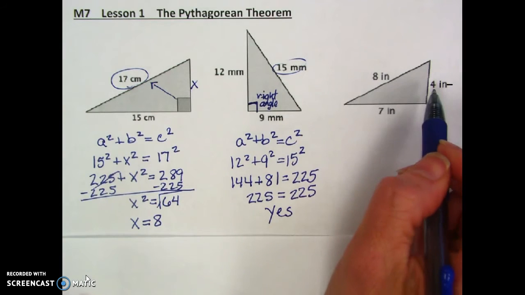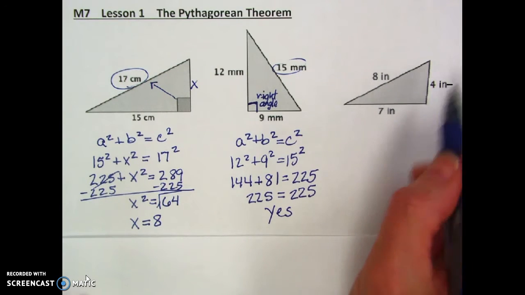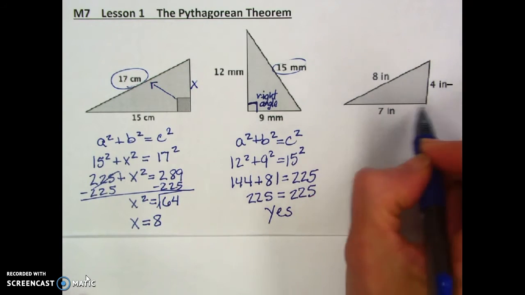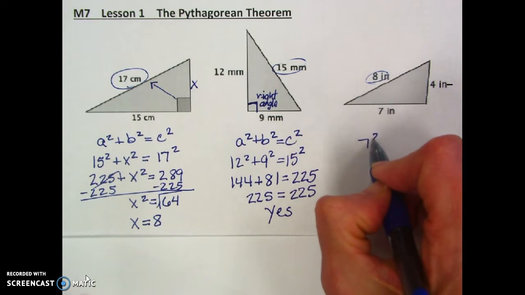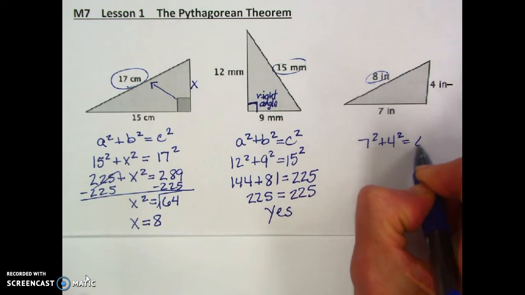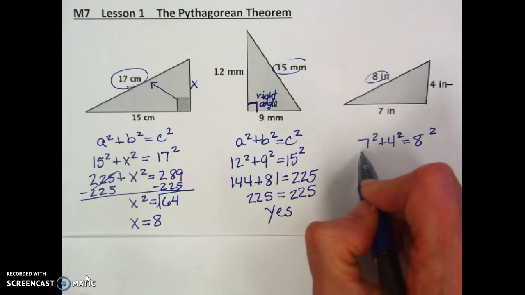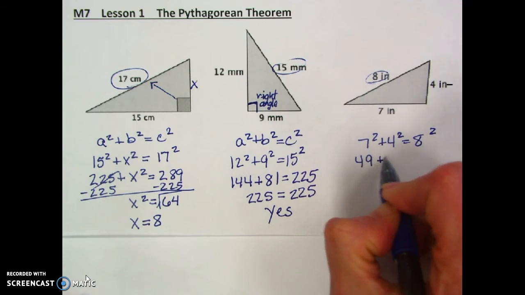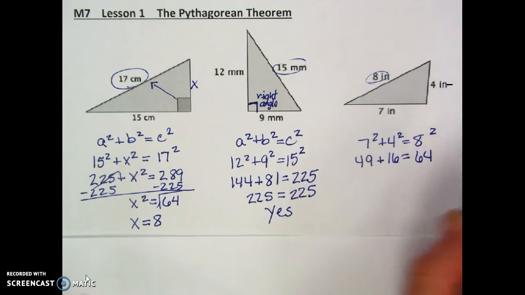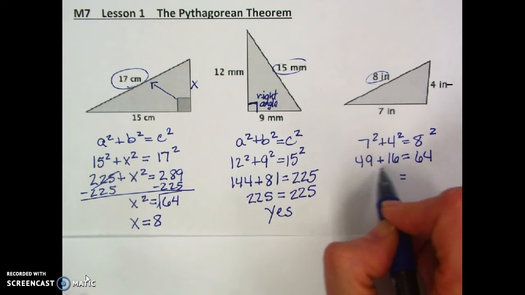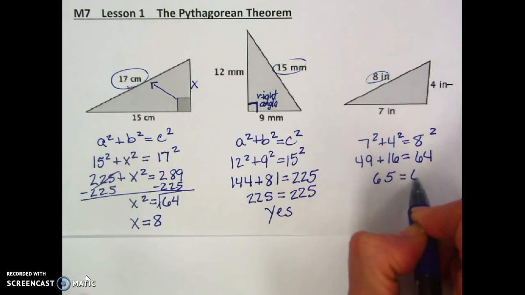Now they want to know if this is a right angle. So we'll try this one. The largest side is 8. So 7 squared plus 4 squared, we're going to see if that adds up to 8 squared. 7 squared is 49, 4 squared is 16, 8 squared is 64. If I add this up, I get 65.